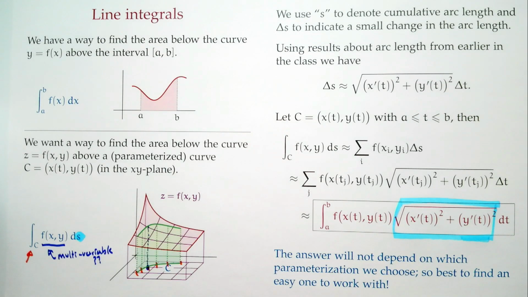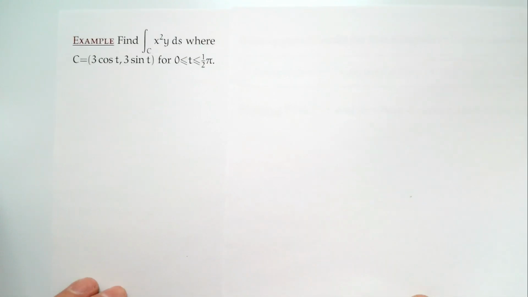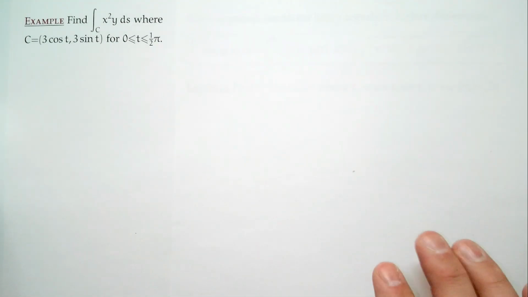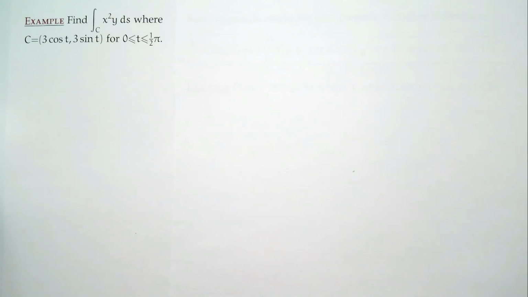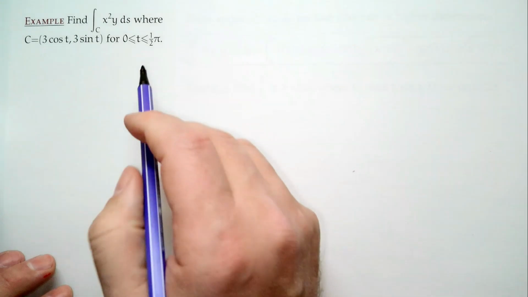All right. So let's work through an example. Find the integral on the curve of x squared y ds, where our curve is the following: 3 cosine t, 3 sine t, where t goes between 0 and pi halves.